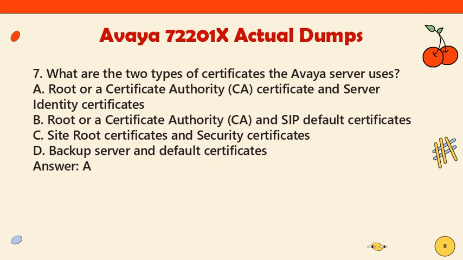7. What are the two types of certificates the Avaya server uses? A. Root or a Certificate Authority, CA, Certificate and Server Identity Certificates. B. Root or a Certificate Authority, CA, and SIP Default Certificates. C. Site Root Certificates and Security Certificates. D. Backup Server and Default Certificates. Answer. A.